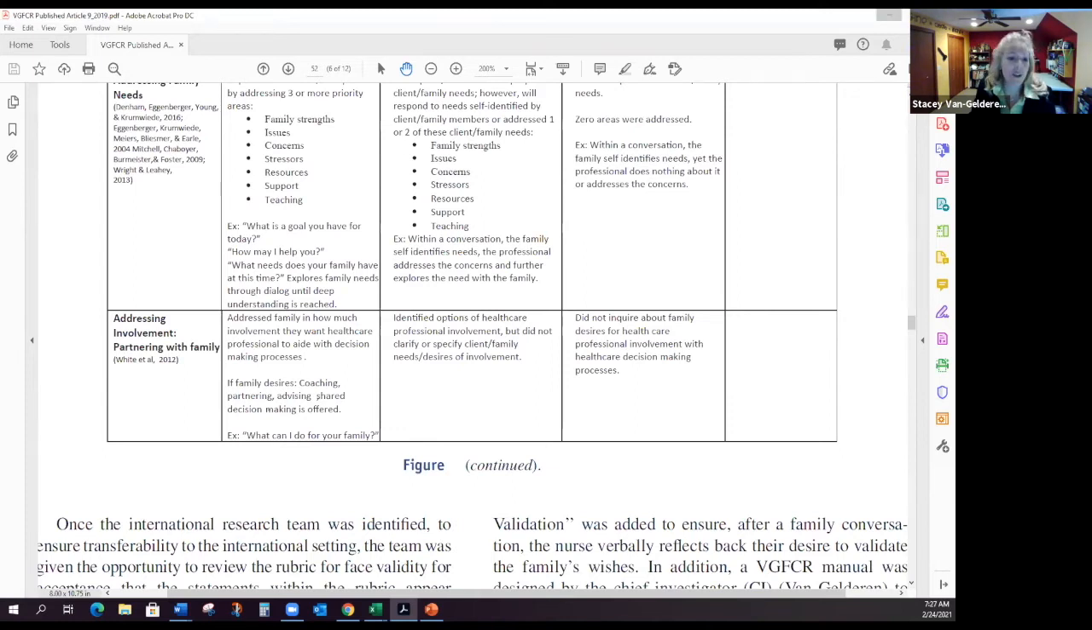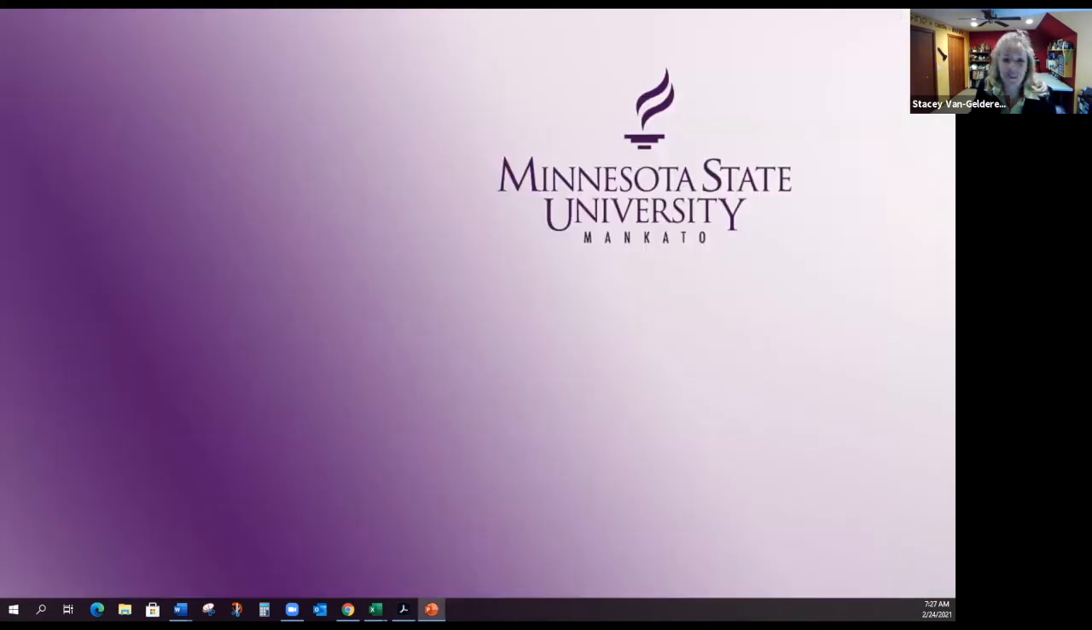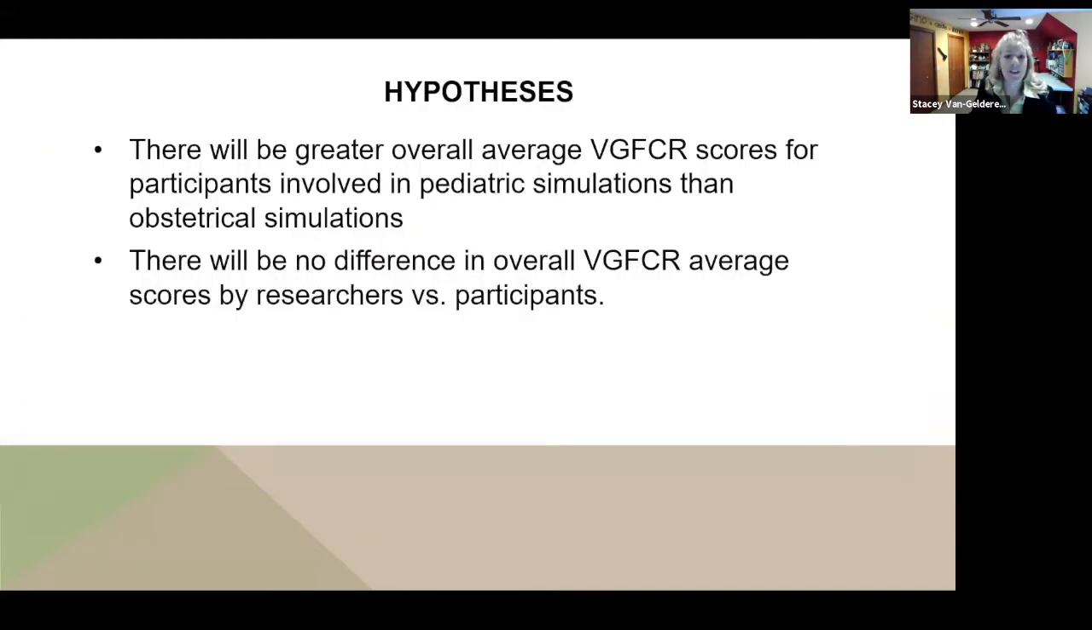Okay, we'll go back to the PowerPoint there. All right, so that's the rubric to give you some background on how people are being measured. So we had two hypotheses for this study. The first was that we felt that there would be a greater overall average score for participants involved in the pediatric simulations compared to the obstetrical simulations because of the complexity and emergent issues of the simulations in the obstetrical versus the pediatric simulations. We're kind of measuring really emergent issues in obstetrics and less emergent issues in pediatrics. We wanted to compare and contrast that.